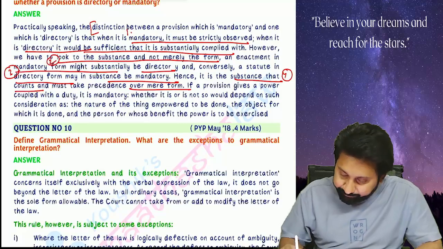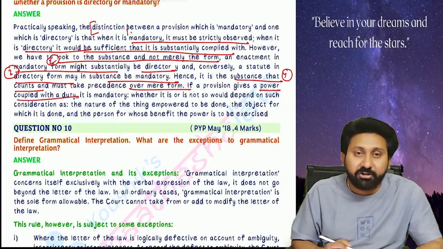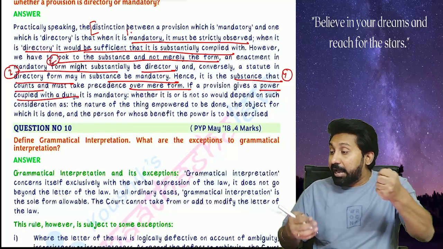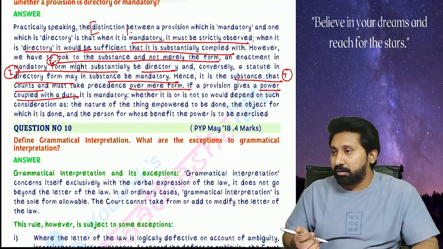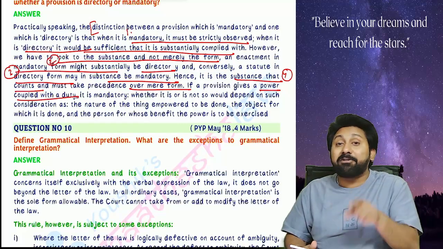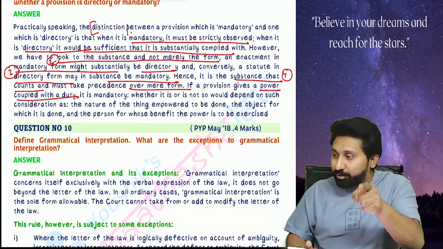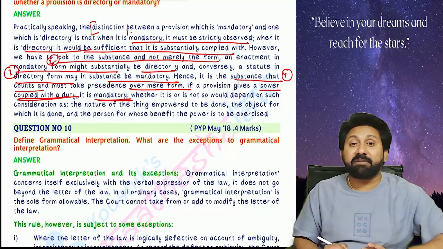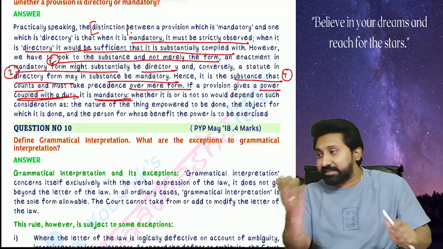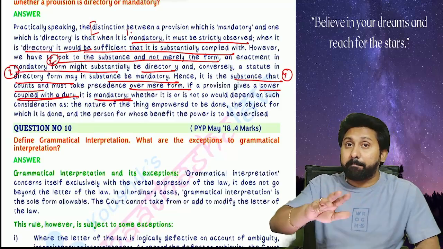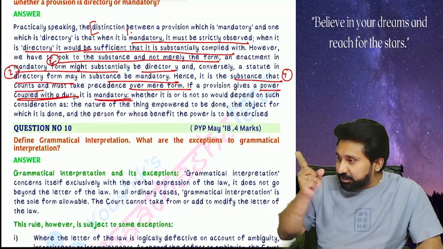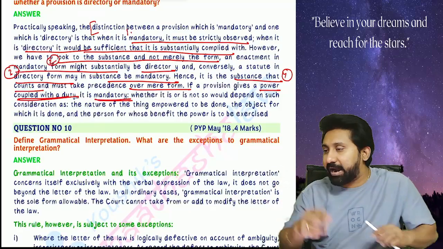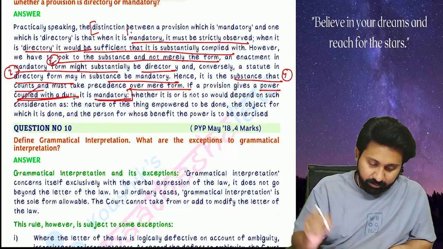If in a provision, power is coupled with duty. What do you mean by power coupled with duty? When an authority has a power, along with the power there is a duty also. Then you should go not by your power, you should go by your duty. So, coupled with duty, it is mandatory. Power means what? May. I may exercise the power, I may not exercise the power. But I must exercise that power. There is a duty to exercise that power, so though it looks like may, it becomes mandatory. That's it.